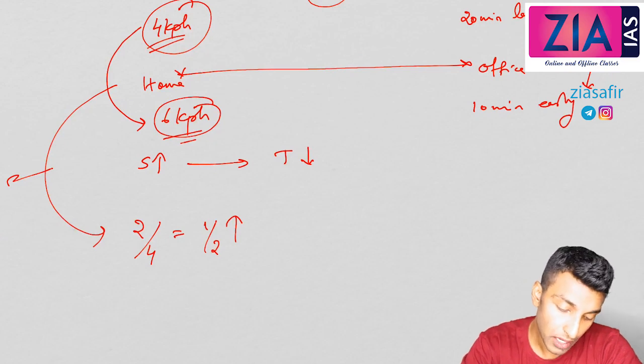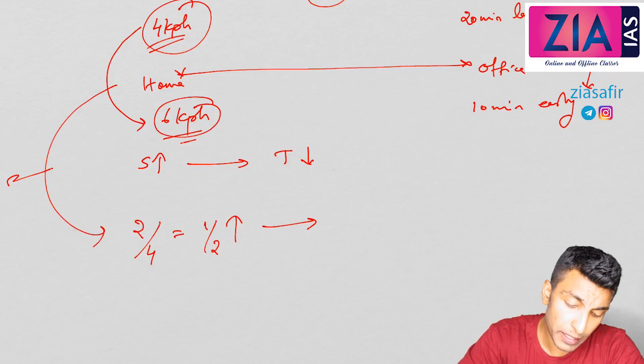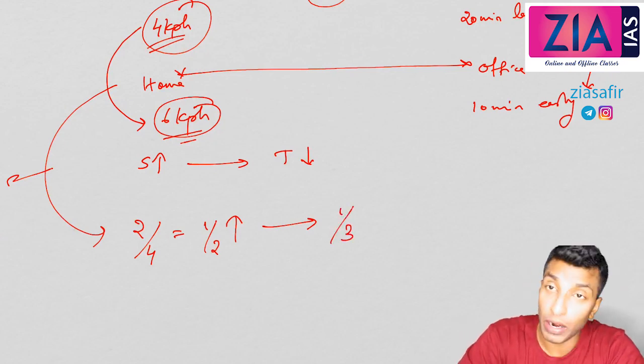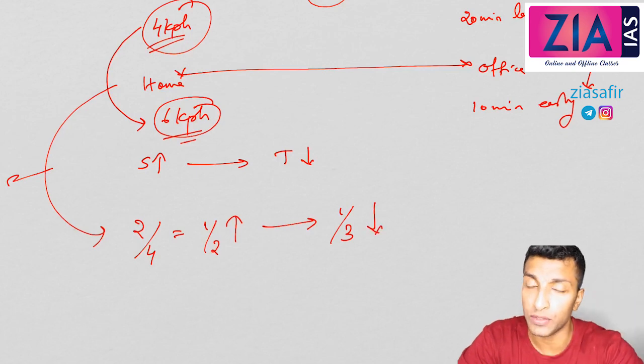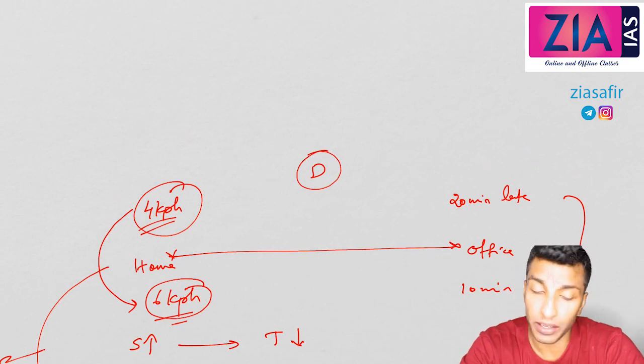Okay. So a 1 by 2 increase is in the speed. How much will be the decrease in time? We know that a 1 by 2 increase means 1 by 3. 1 by x increase means 1 by x plus 1 decrease. So a 1 by 3 decrease will be there in the time. Right?